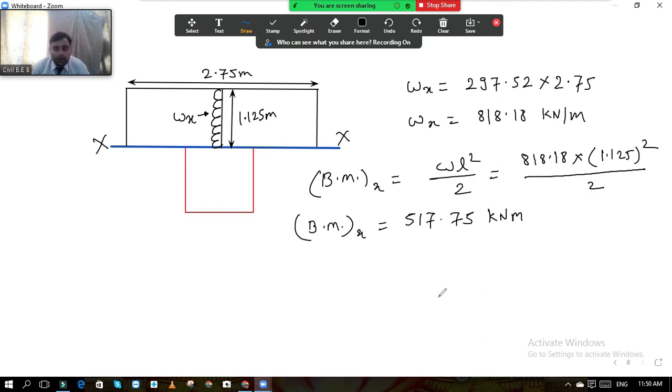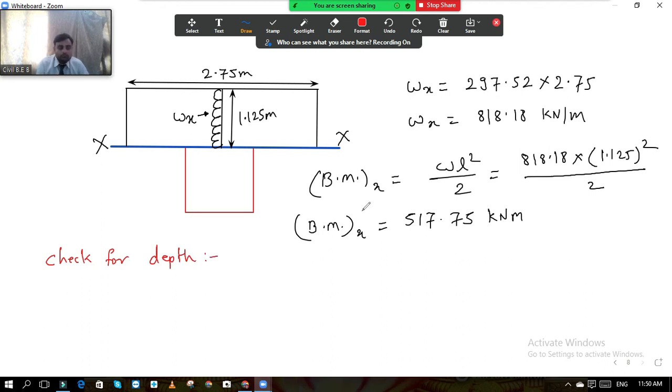Now we got the value of bending moment. Now the final thing remaining is the check for depth. Now you know the values of bending moment, and you are going to take the check for depth. So I will give the heading: check for depth.